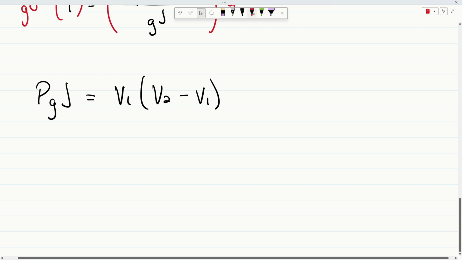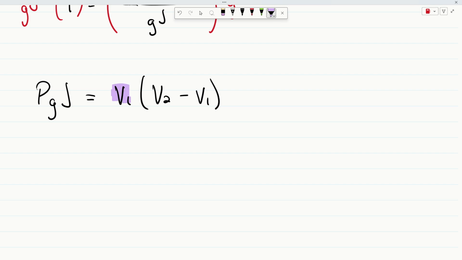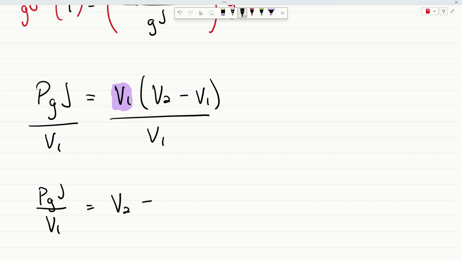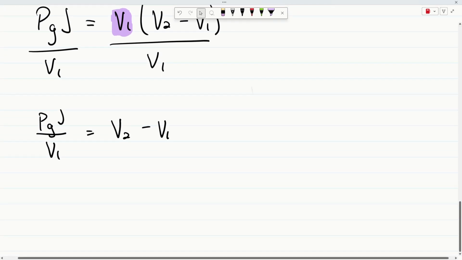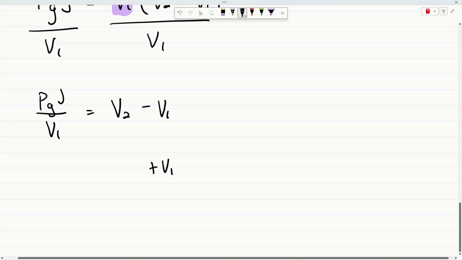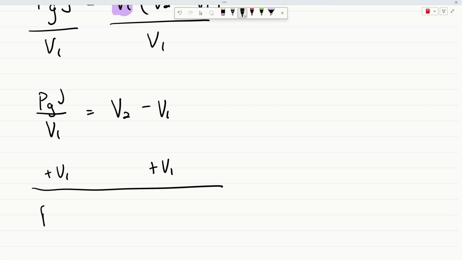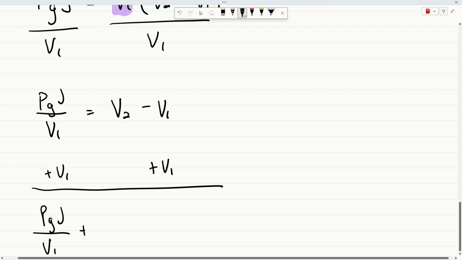Now I'm going to divide both sides by, and I'm going to be specific, so I'm going to highlight it here for us. I'm dividing both sides by this V1 first. So divide both sides by V1. That gives me PG times J over V1 equals V2 minus V1. And finally, I will add V1 to both sides of my equation to give me PGJ over V1 plus V1, which equals V2.